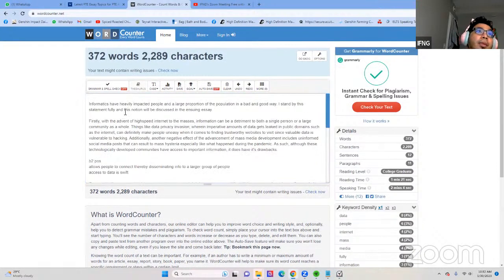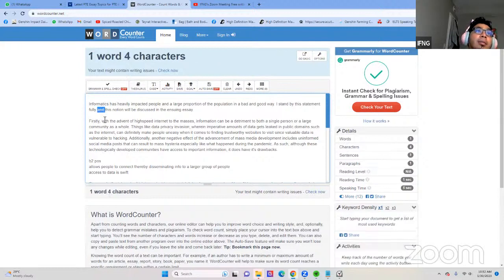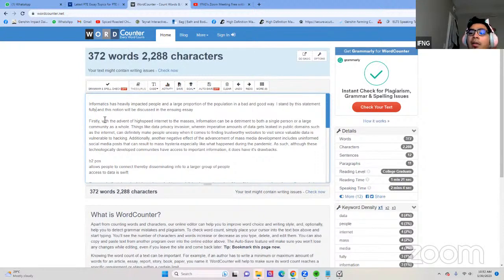Okay. So informatics has heavily impacted... kita nyo, mali agad umpisa. Informatics has heavily impacted people and a large proportion of the population in a good and bad way. I stand by this statement fully. I stand by this, comma pala. Don't forget comma, guys. All right. I stand by this. And this notion will be discussed in the ensuing paragraphs.